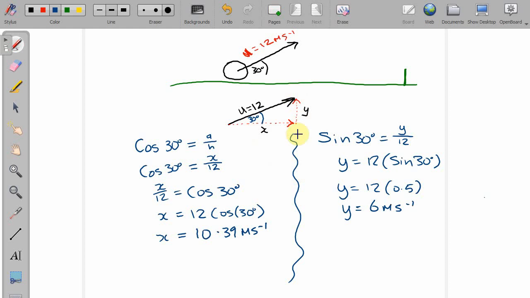Now, if you imagine that these were forces or something, right? This y and x. If I took a vertical vector like this with a force of 6 newtons, we'll say, and if I took a horizontal force with magnitude of 10.39 newtons, and I combine those, well then my resultant vector would be this. It would be a vector of length 12 newtons, and it would make an angle of 30 degrees with the horizontal.